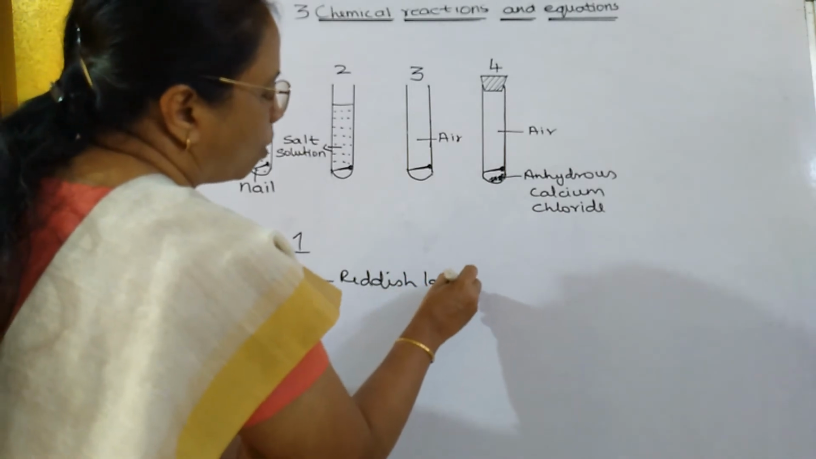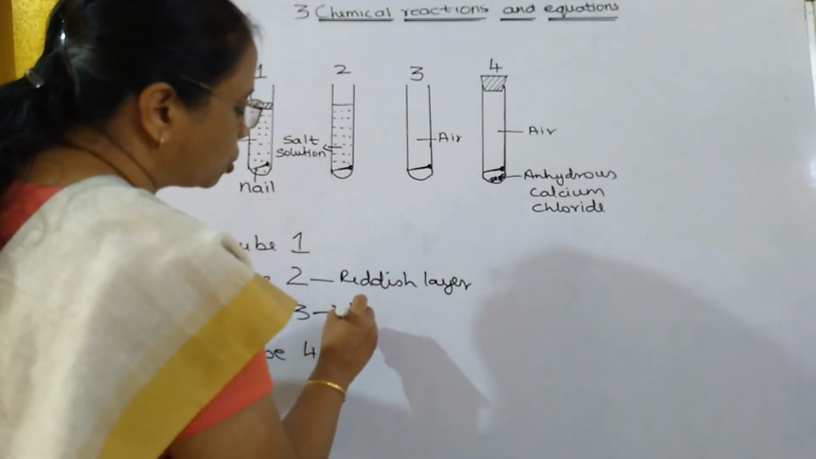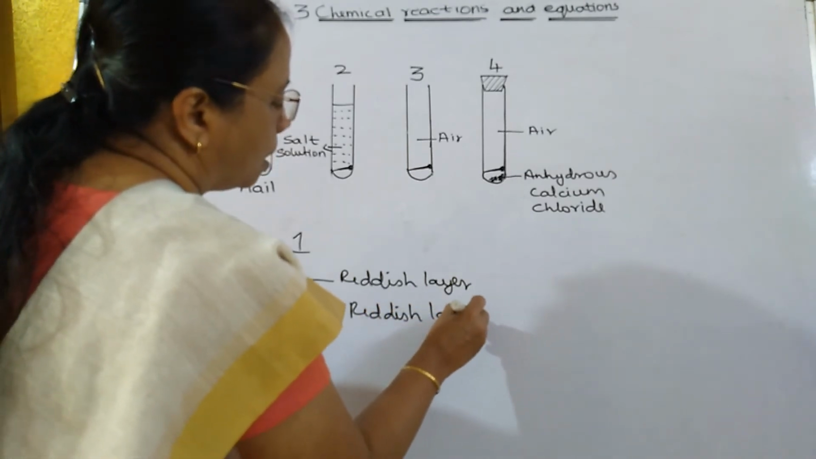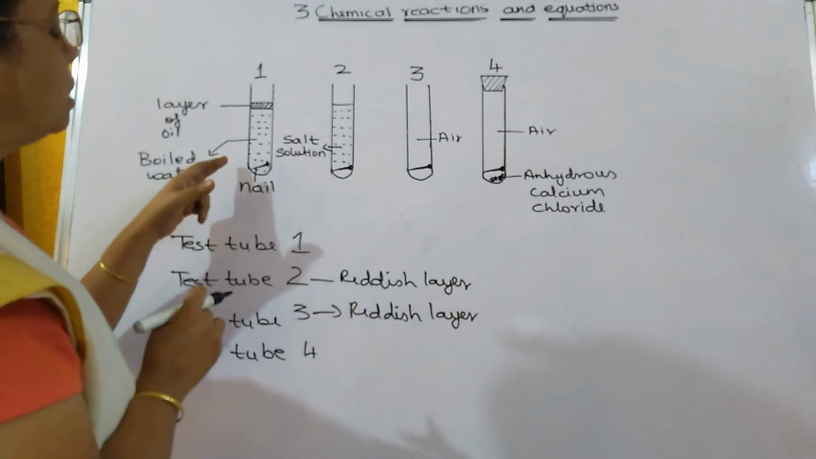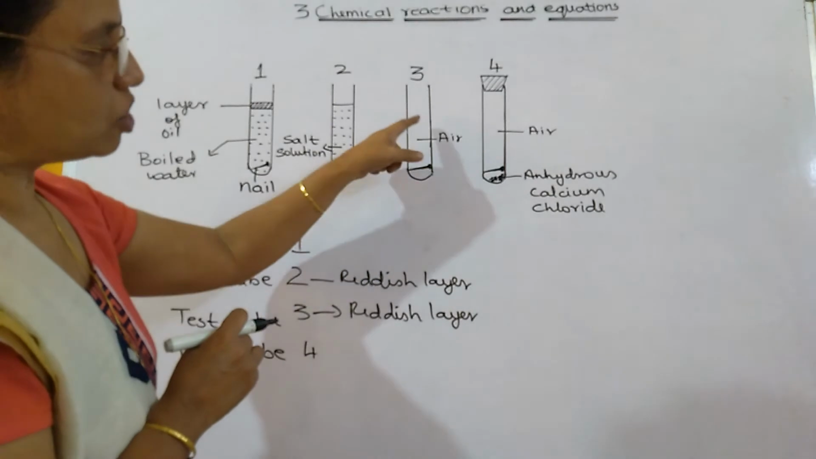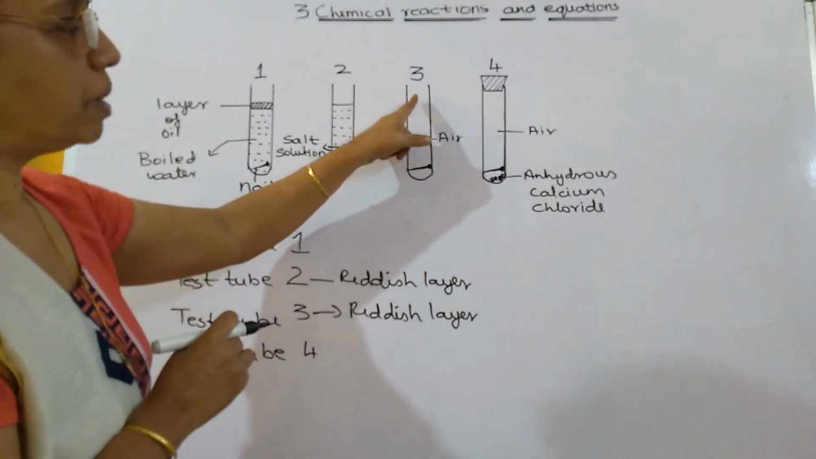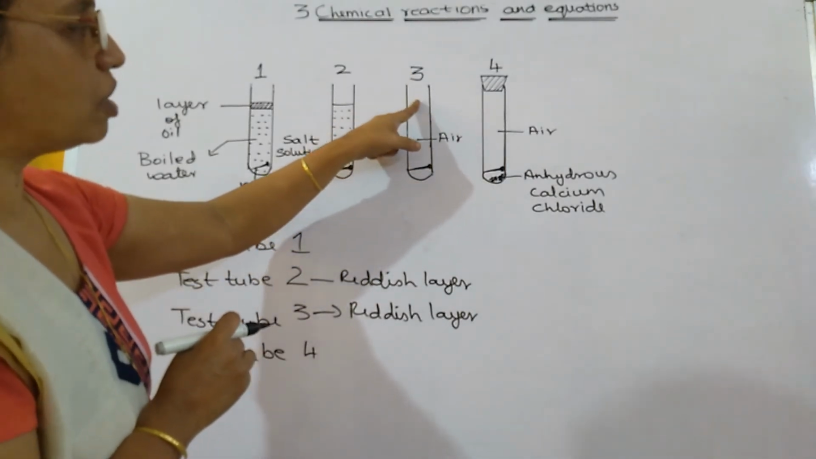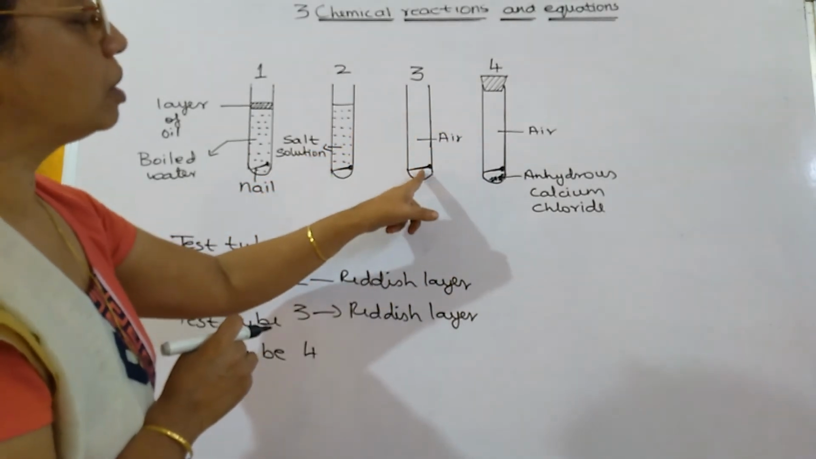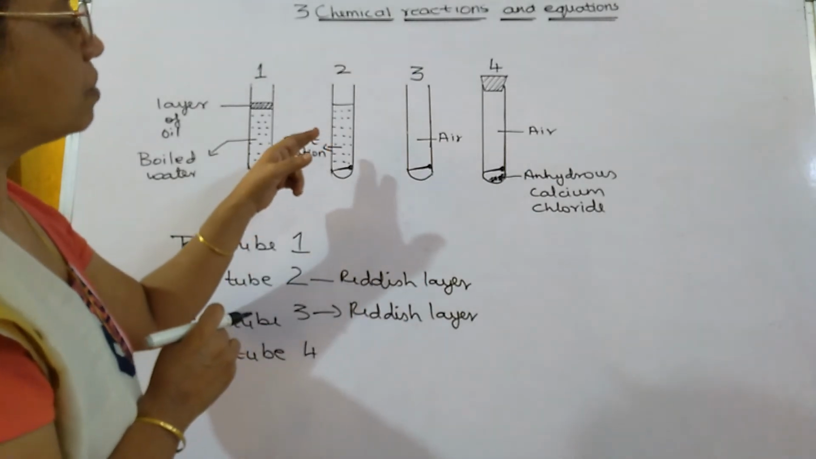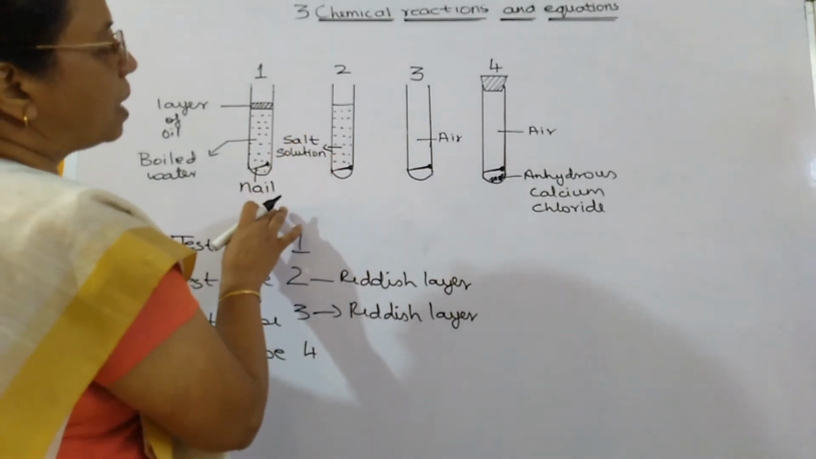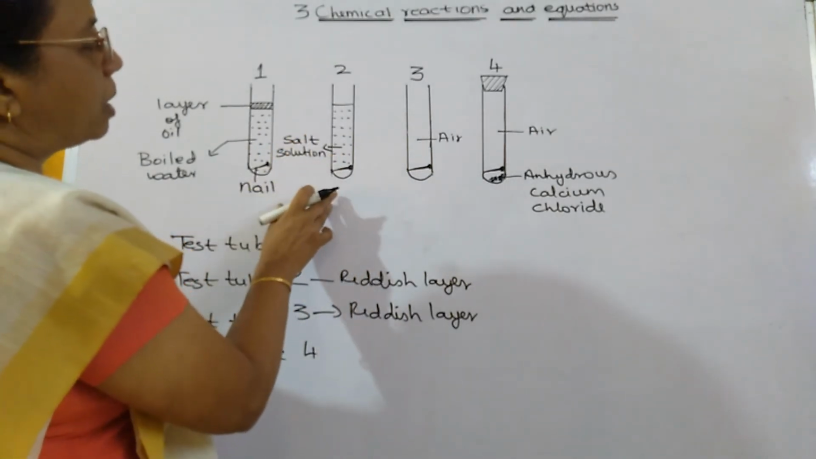Reddish layer was formed in both the test tubes, that is 2 and 3. Now why does this occur? But reddish layer was not formed on the nail in test tube 1 and in test tube 4. Now in test tube 3 there was air and moisture or water vapor in the air. So because of the presence of the moisture or water vapor and air together, it brought about the reddish layer. Here also, because of the presence of the iron in salt solution, the reddish layer was formed.